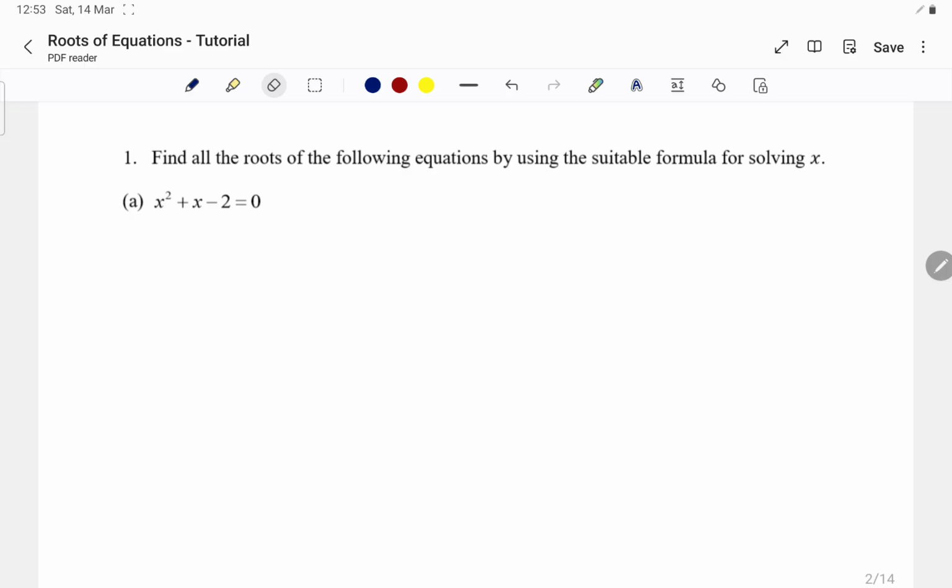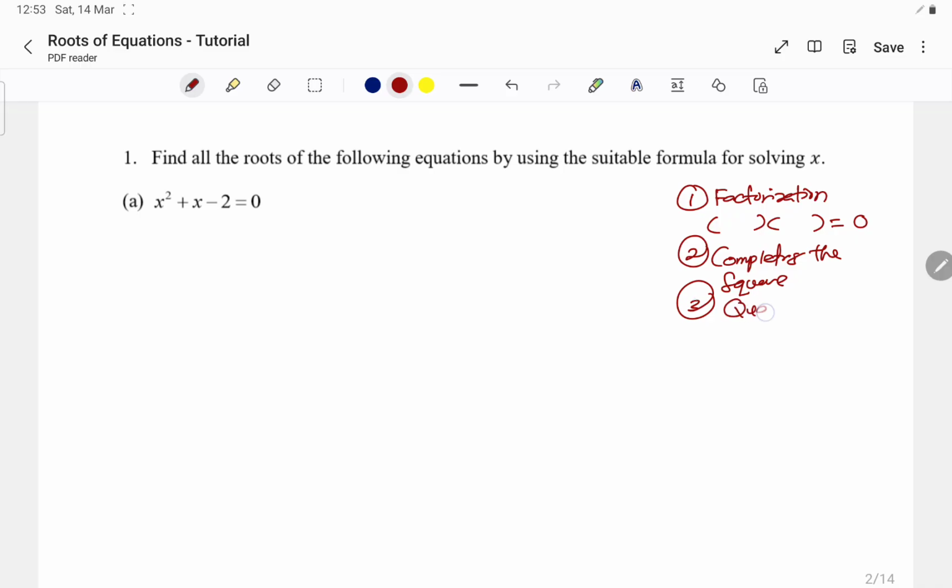In order for us to solve a quadratic, we have three methods. The first one is using factorization, like this one, where we separate with brackets. Then we have completing the square, which we also have a formula for, and we also have the quadratic formula. So when they say use the suitable formula, it depends on you, which one you prefer to use.